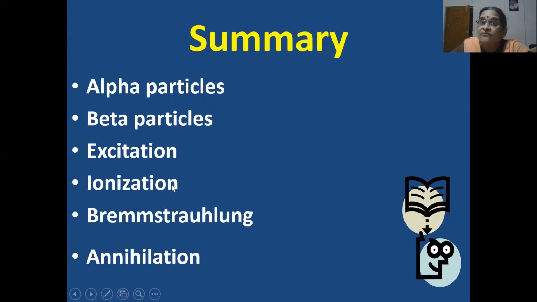Ionization, where sufficient energy can overcome the binding energy and remove the orbital electrons, causing ion formation. Bremsstrahlung or braking radiation. And annihilation, where the electron and its antiparticle positron are destroyed and converted into two photons of 511 keV each in opposite directions.